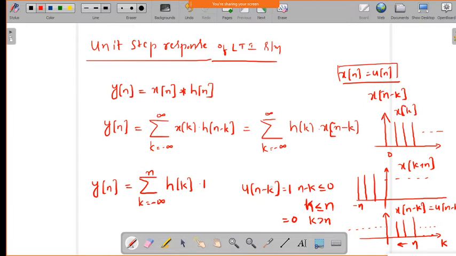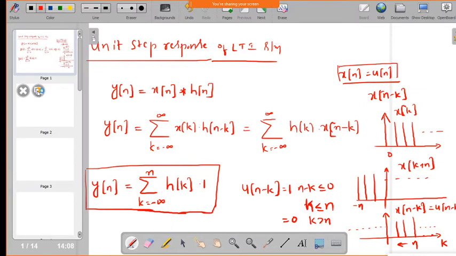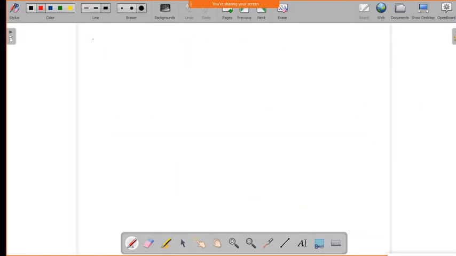Now if you substitute this, you will get the output, and this is the condition for the step response: h of k should be absolutely summable, that is, the running sum of the impulse response h of k. So this is your output in the discrete time domain when you give the input as a unit step signal, or unit sequence. In a similar way, you can do it for the continuous time domain, that is y of t.